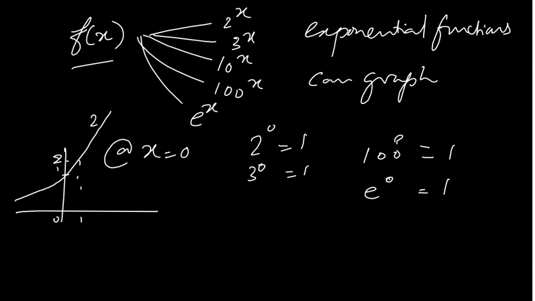This is 2 to the power of x. So 3 to the power of x will also go through the same way, but when x equals 1, it's 3. This is 3 to the power of x. So all of these graphs will go through the y coordinate, and the y intercept is 1. In other words, they have the y intercept as 1.